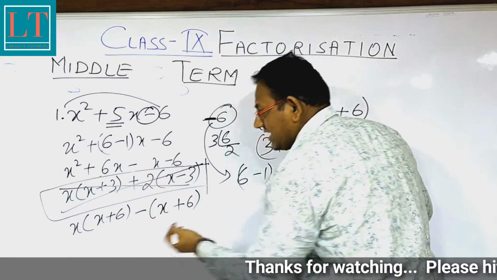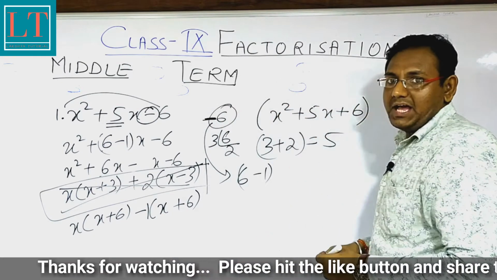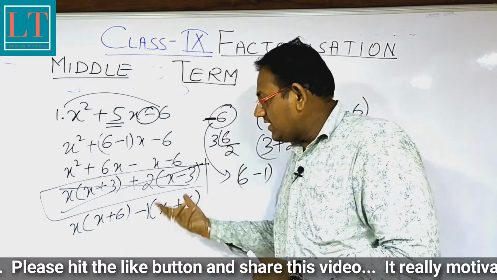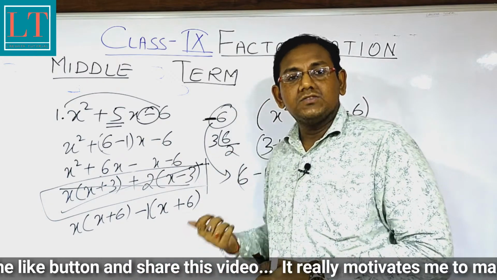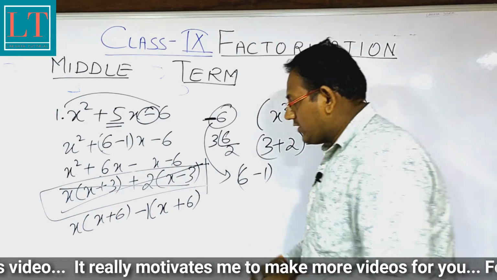Now, if nothing is present outside, we should write 1 outside the bracket. Why? Because if nothing is common, 1 is always common in any expression. That is why we are writing 1 over here.